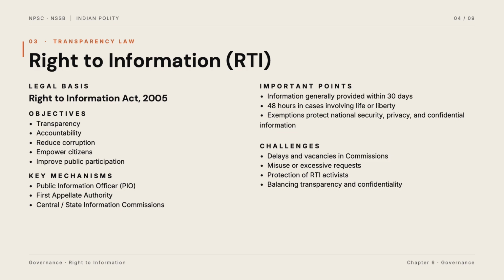Now, there is a public information officer, so you can go and talk to him about any matters. And we have the central and state information commissions. So that's it. Important points: information is generally provided within 30 days, but within 48 hours in cases involving life or liberty. Okay, that's an emergency, so 48 hours. But for the rest, information should be provided within 30 days. Okay, if it's beyond 30 days, then you can go to the first appellate authority, the officer appointed by the State Information Commissioner. Okay, so this is it.